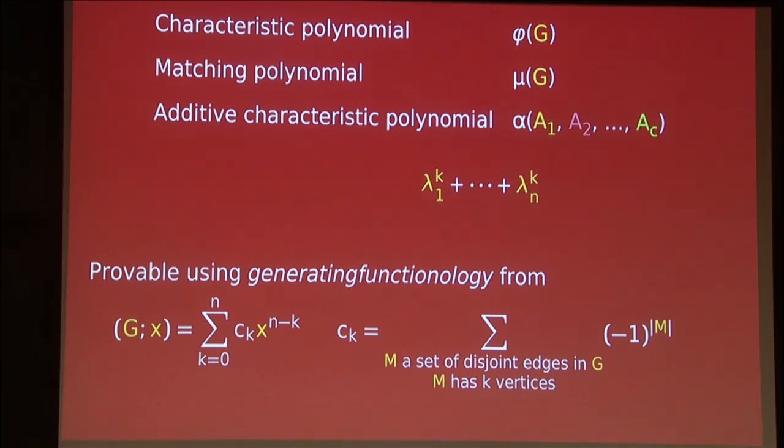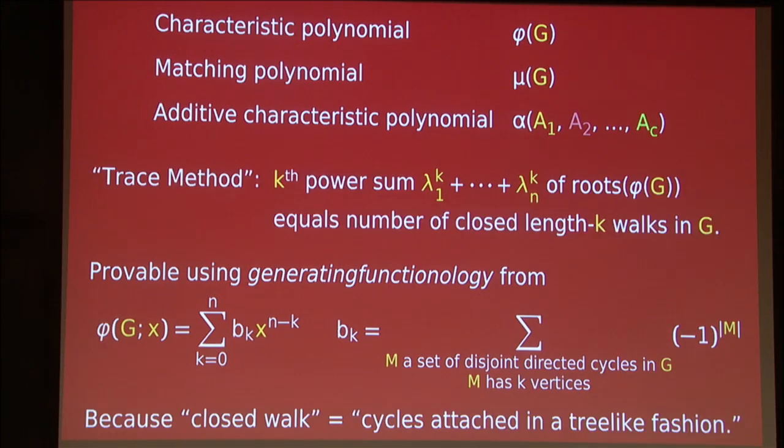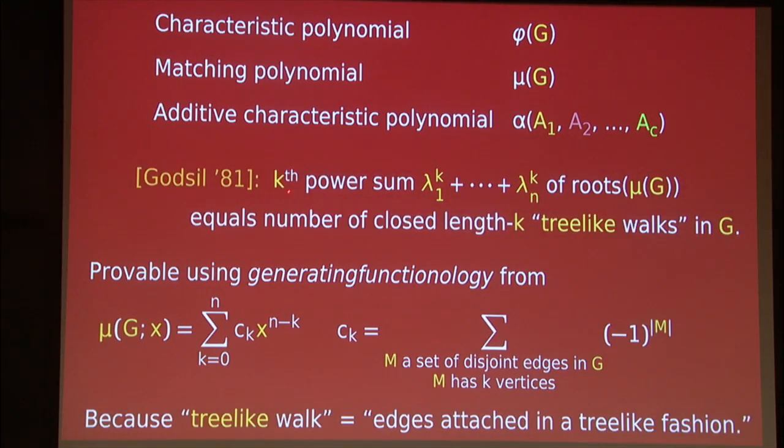Okay, well, this is actually a different slide from the previous one, but it's the same idea. Godsil in '81 proved a combinatorial interpretation for the roots of the matching polynomial, and it's very similar. He showed that the kth power sum of the roots of the matching polynomial is equal to the number of closed k tree-like walks in G, which is a term he defined. But it's a simple term. A tree-like walk kind of looks like a depth-first search where you can revisit vertices. Basically, it means a closed walk where the only way you're allowed to revisit a vertex is by immediate backtracking on an edge. Without getting into the details, I just don't want to write a one-paragraph definition.